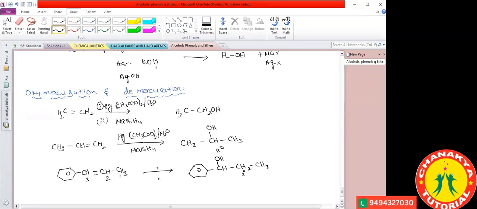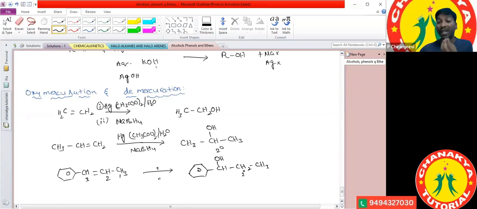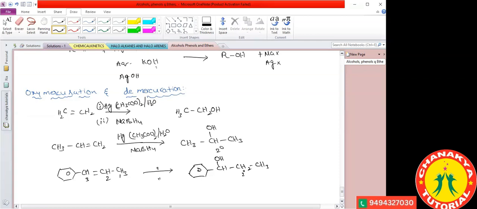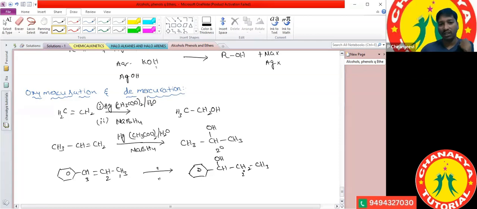Where we are going to add the OH group negative ion depends on the reactivity. The negative ion is going to be attached to the carbon which is more reactive. In the reactivity order, benzyl carbocation is more reactive than allyl carbocation. Allyl is more reactive than tertiary, after that secondary, after that primary. Now you got the clarity? Yes, so it follows Markovnikov's rule. Is it clear? So these are the different methods.